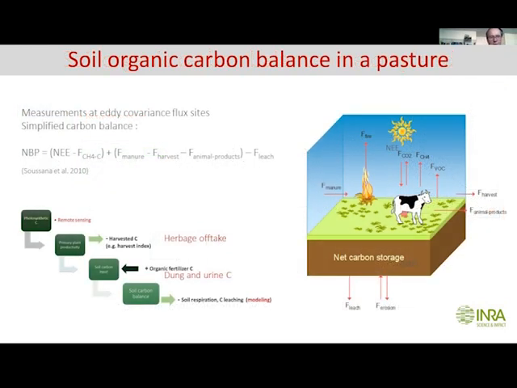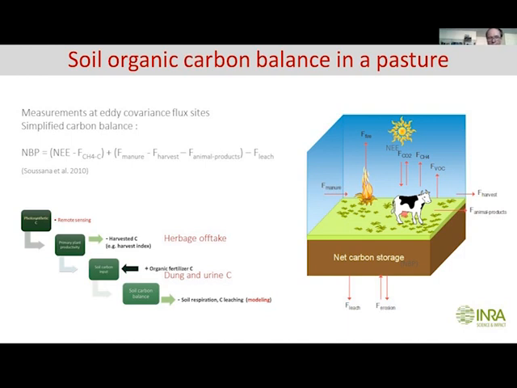Let's move to a pasture where there are some further fluxes. For instance, we are having here an animal that is grazing. And by grazing, it will create some offtake of the herbage. It will digest that herbage, leading to respiration, so carbon dioxide flux, but leading also to enteric methane emissions. So this is also a carbon emission from the system.